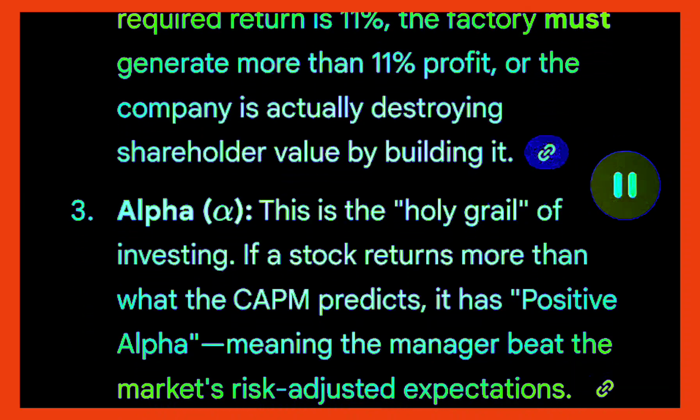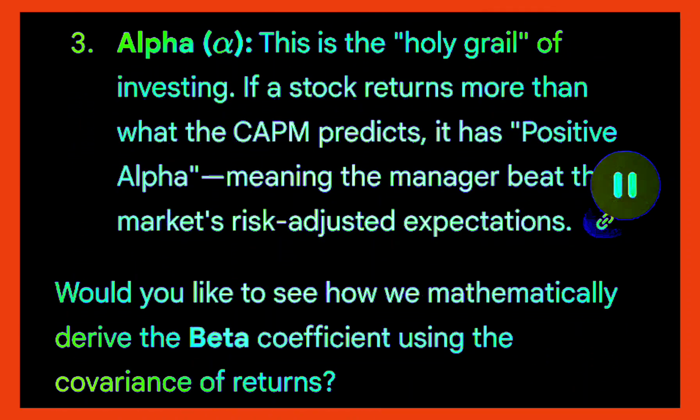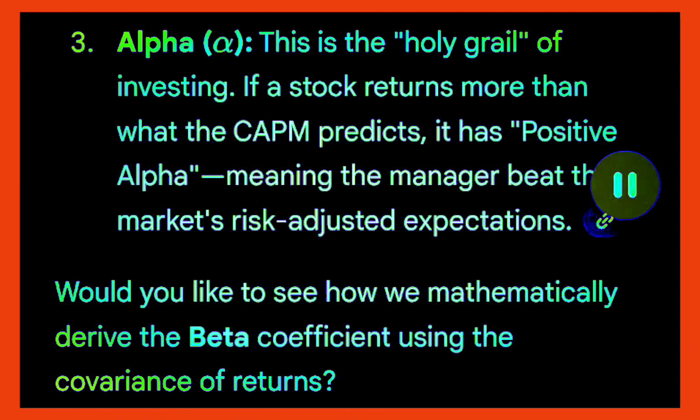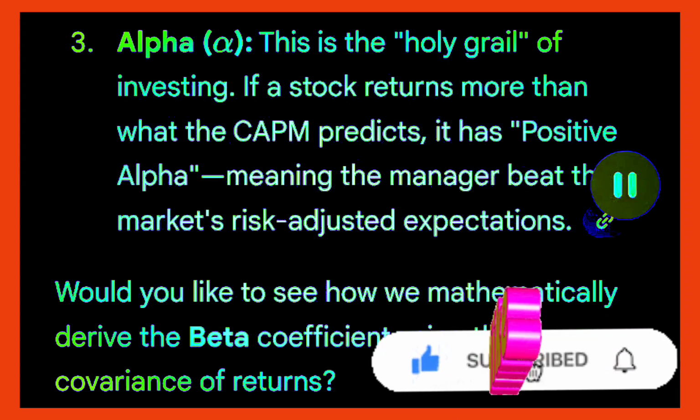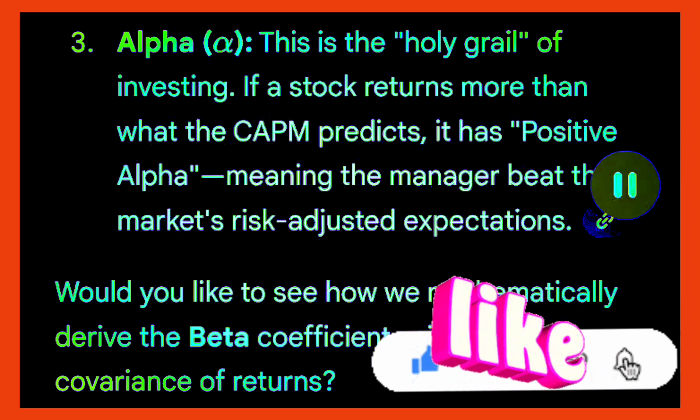Alpha. This is the holy grail of investing. If a stock returns more than what the CAPM predicts, it has positive alpha, meaning the manager beat the market's risk-adjusted expectations. Would you like to see how we mathematically derive the beta coefficient using the covariance of returns?